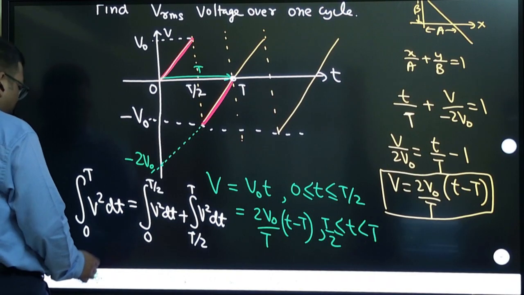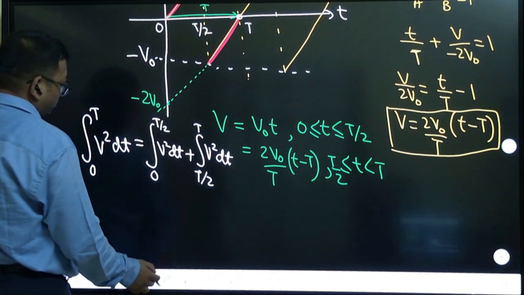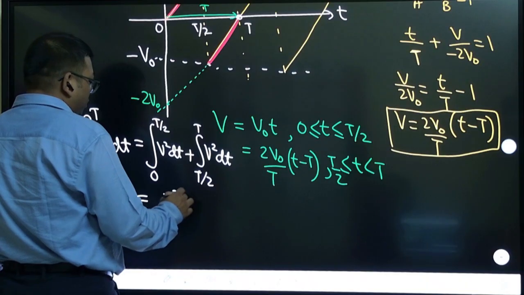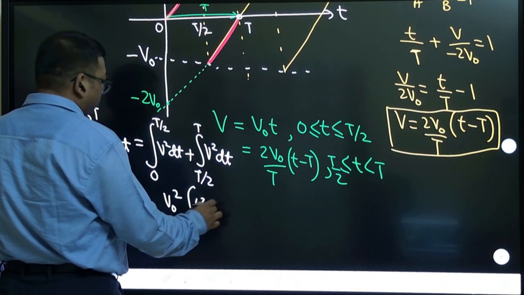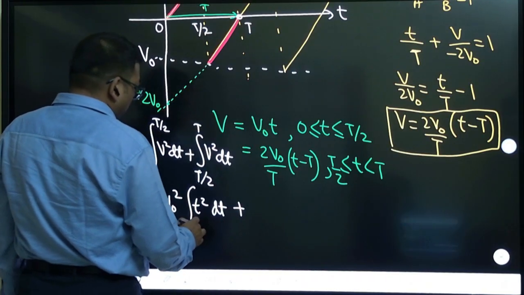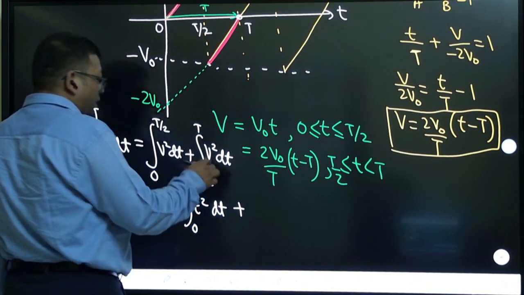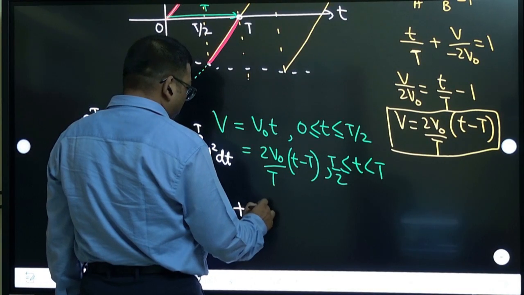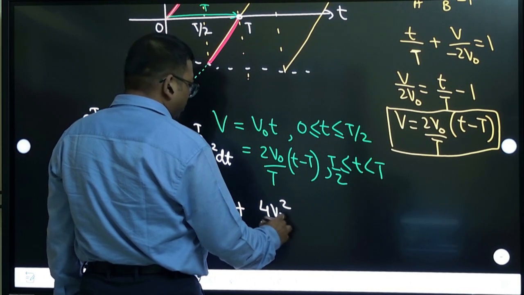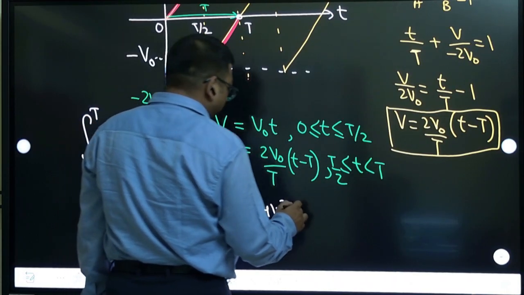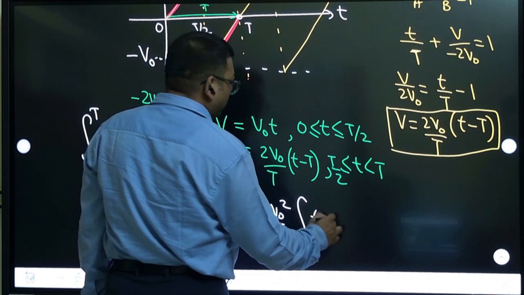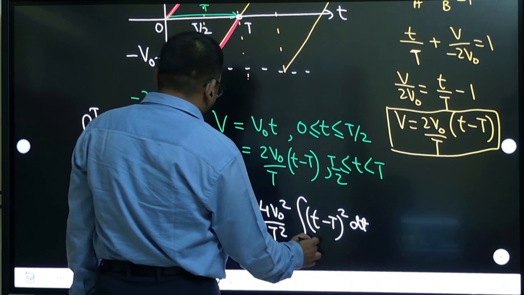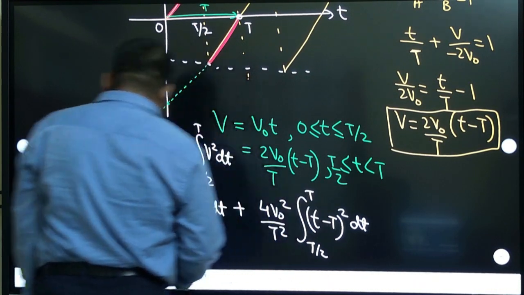Try this integration, I think you have done it. This is V naught square t square by T square, and you have to integrate it from 0 to T by 2. This integration also you have to do. V square here becomes 4 V naught square by T square, and then the integration is (t minus capital T) whole square dt, going from T by 2 to T.